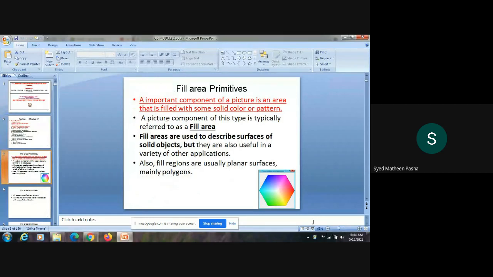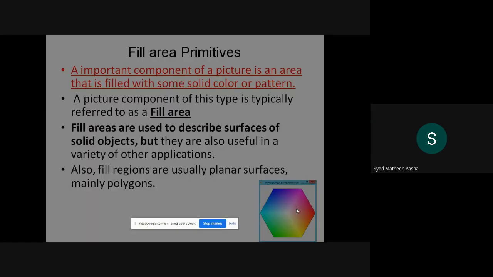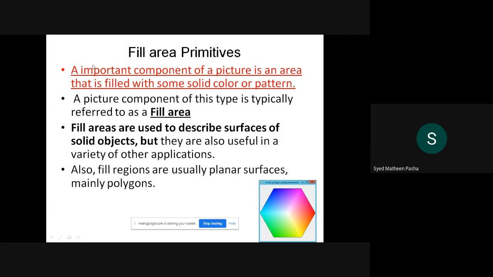Then, moving on to your Module 2, we'll start studying the first part of Module 2, that is fill area primitives. Initially, we'll start the module with fill area primitives. So, what is a fill area primitive? As I told, as the name represents, fill area.